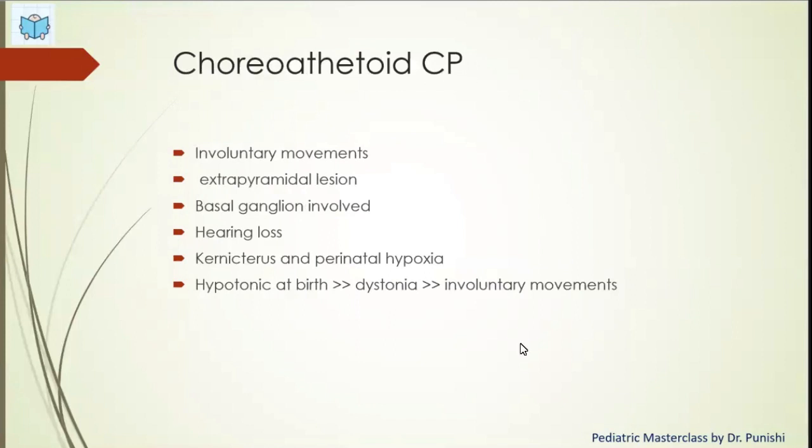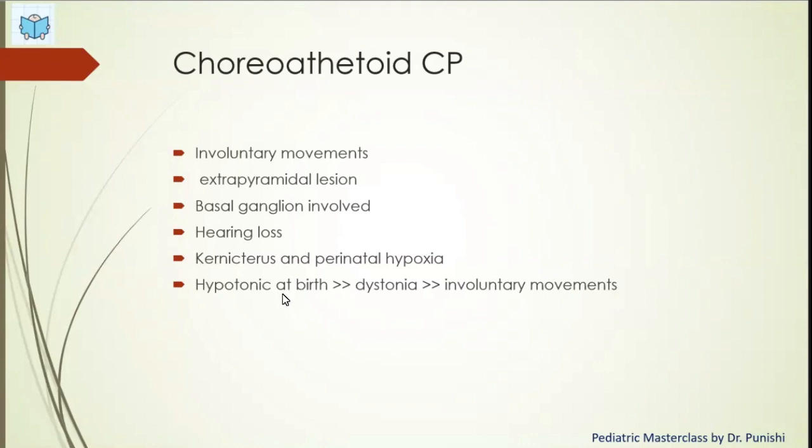Choreoathetoid or dyskinetic CP is when you have involuntary movements, the choreoathetoid movements. It's an extrapyramidal lesion, so you will also have dystonias. The basal ganglia are involved. Hearing loss is often associated with choreoathetoid CP. The most common cause of choreoathetoid CP is kernicterus. When you have kernicterus, uncontrolled hyperbilirubinemia in the neonatal period, it can lead to deposition of bilirubin in the basal ganglia, which can eventually lead to dystonia, dystonic CP.